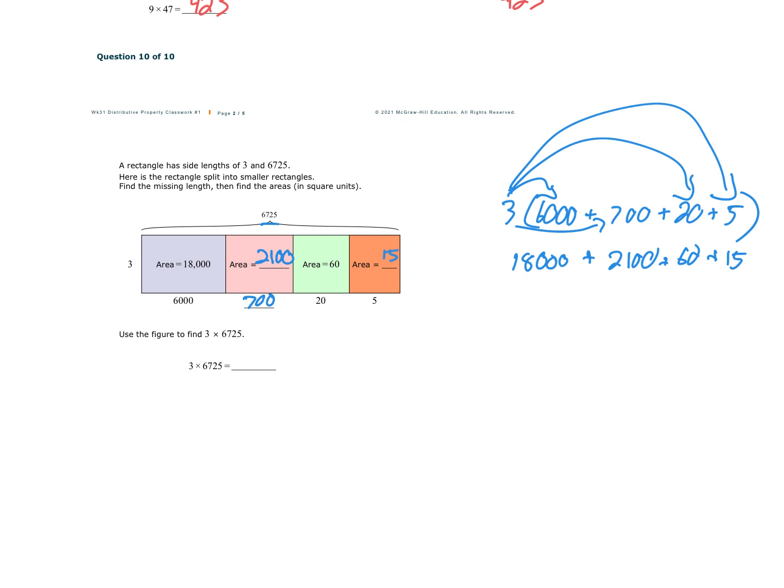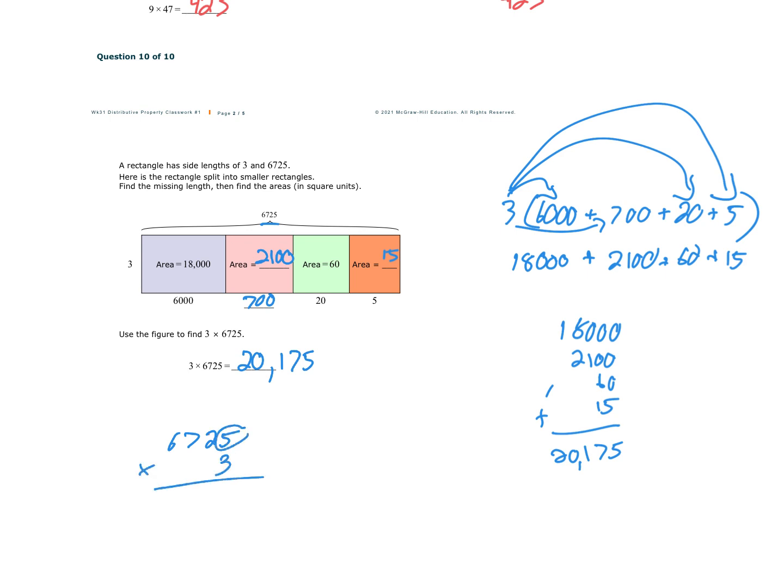Okay, so I'll line it up vertically. You could probably do this in your head. The answer is 20,175. That's what we usually do when we write it like this. We're really doing that when we go through the problem step by step by step and we borrow and write the numbers above. It's the same type thing, but we're just using the distributive property for this. All right.